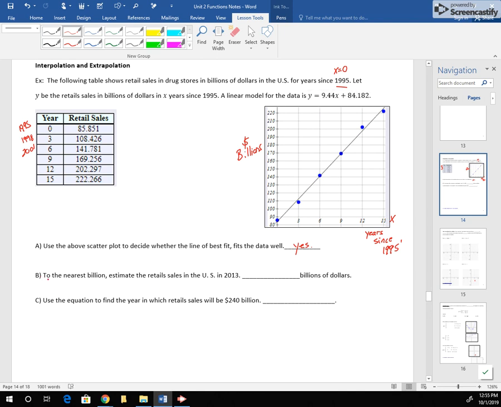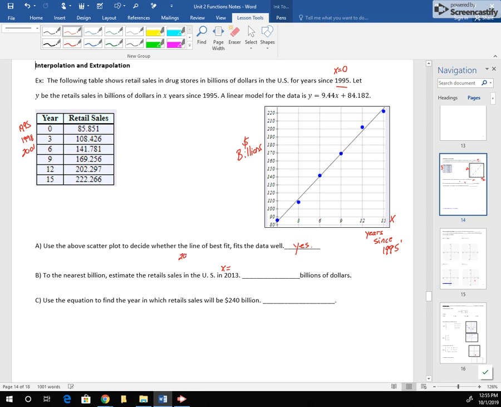So for part B, it says to the nearest billion. So that means find a Y, dollars here. Estimate the retail sales in the U.S. in 2013. All right. So in 2013, well, we're not going to plug that in. We know this is a year. Again, that's an X. So this is going to be X is equal to something, but it's not 2013. It's how many years is it since 1995?